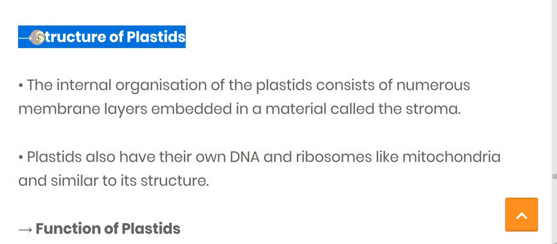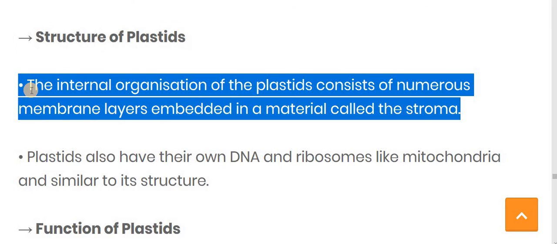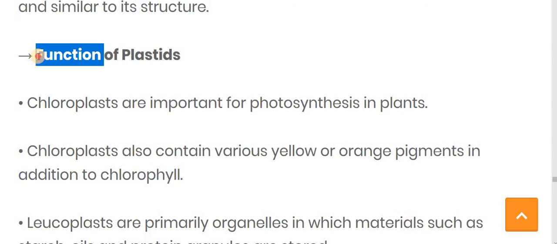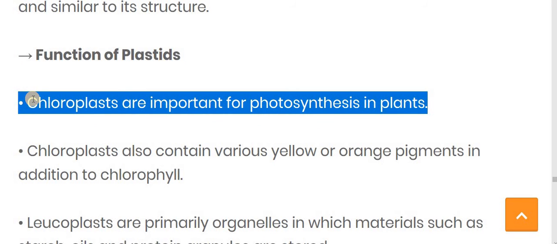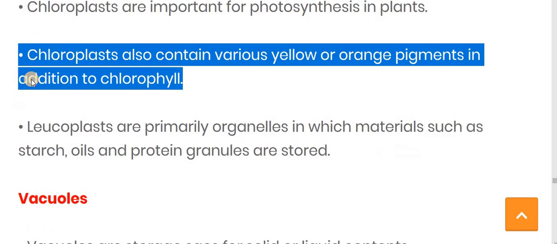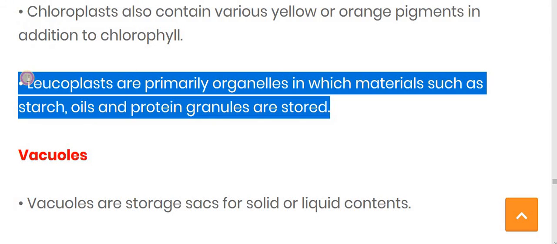Now let's see the structure of the plastid. The internal organization of the plastid consists of numerous membrane layers embedded in a material that is called the stroma, and the plastid also has its own DNA and ribosomes. Only two organelles have their own DNA and ribosomes, that is the mitochondria and the plastid. Now let's see the function of the plastid. Chloroplasts are important for photosynthesis in the plant. Chloroplasts also contain various yellow and orange pigments in addition to chlorophyll, and the main function of leucoplasts is the storage of fat, oil and protein.